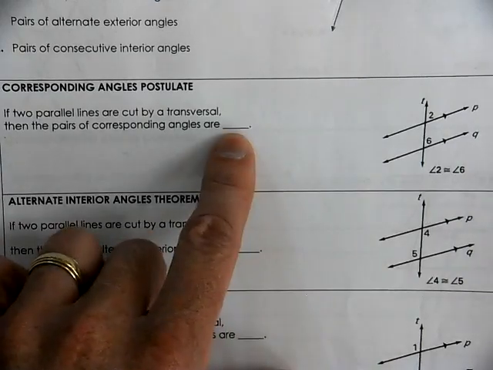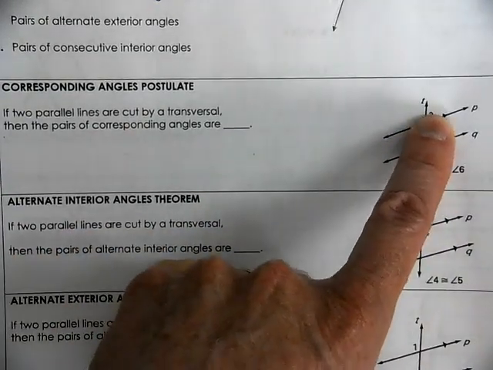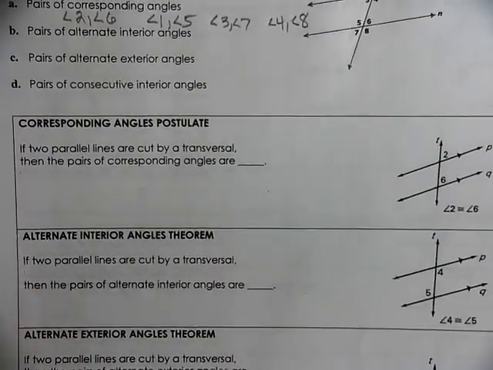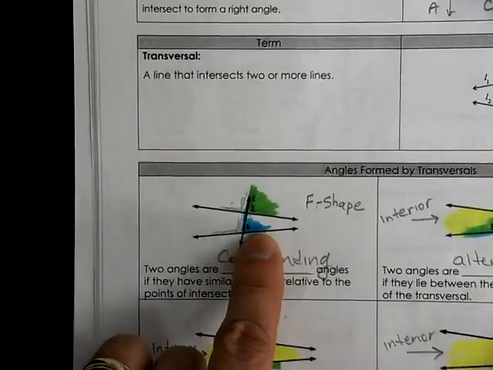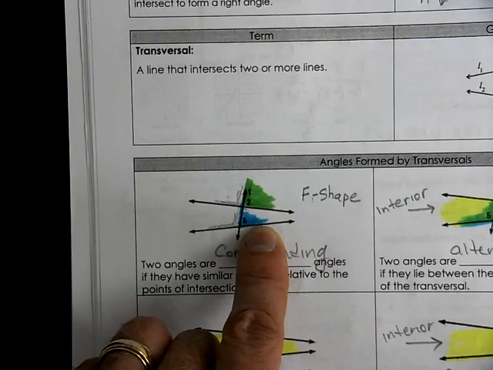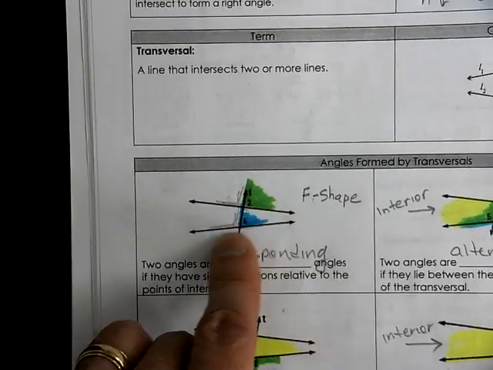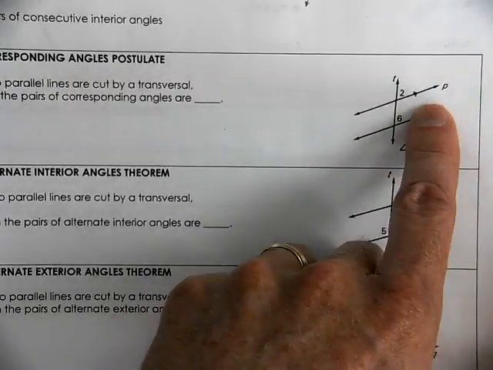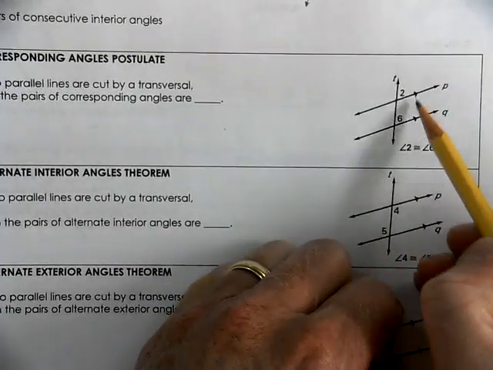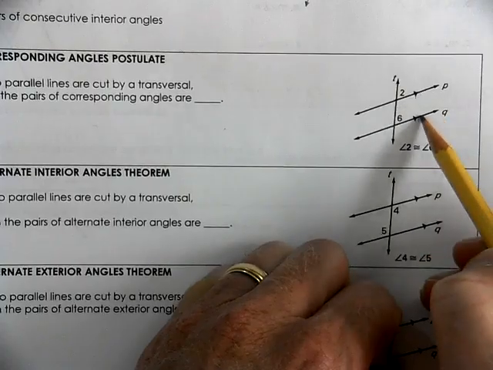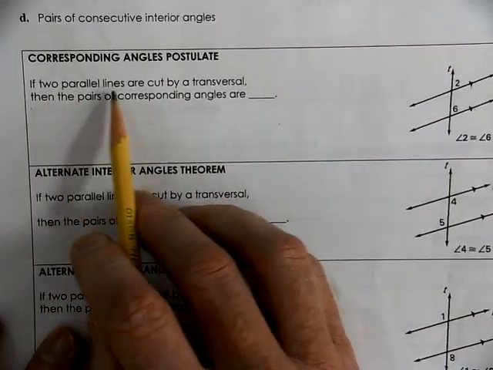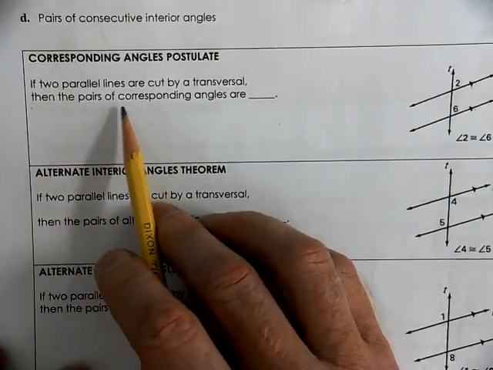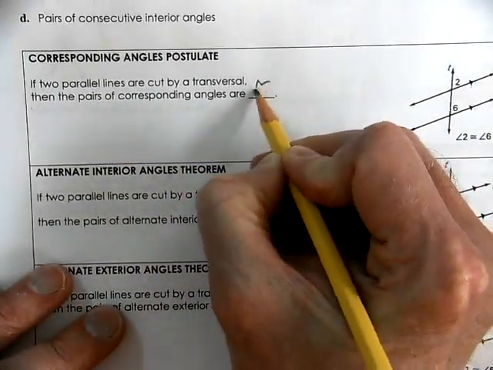Let's talk about what happens with corresponding angles if your lines are parallel. If your lines are not parallel, those are just the names. We talked about that over here. Lines did not have to be parallel. Those are just the location of the angles. Really, the location doesn't mean much unless the lines are parallel. Notice the arrows here. The arrows tell you the lines are parallel. So if two parallel lines are cut by a transversal, then the pair of corresponding angles are congruent.